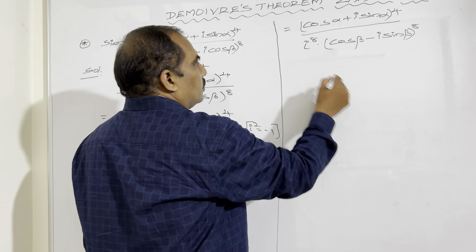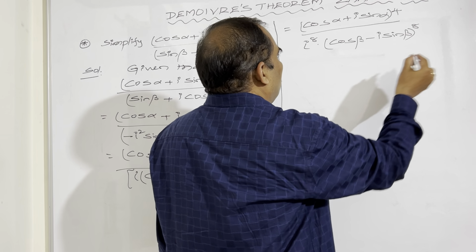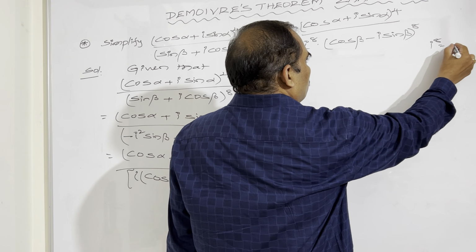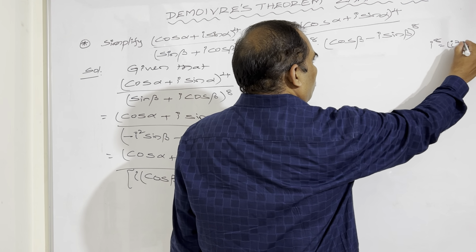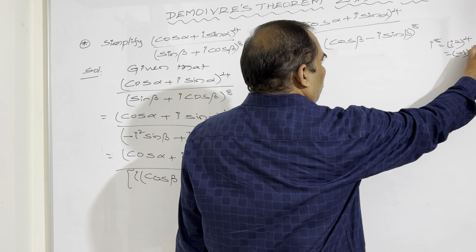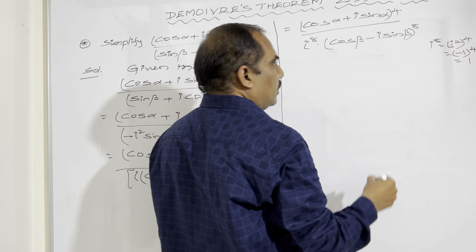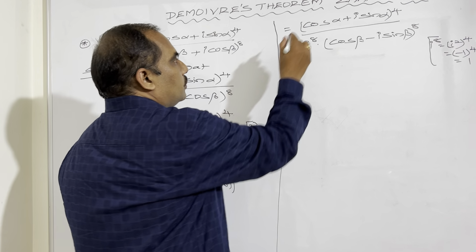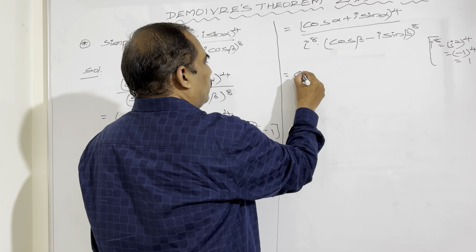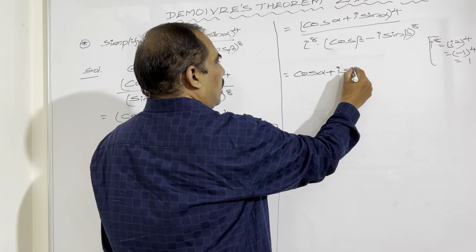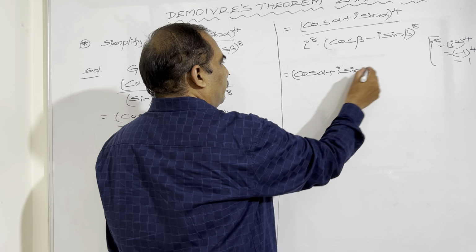Further, we know that I square value is minus 1. So I power 8 is equal to I square whole to the power of 4, which is minus 1 whole to the power of 4, which is plus 1. So I power 8 value is 1. So further we can write cos alpha plus I sin alpha whole to the power of 4.